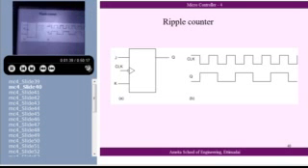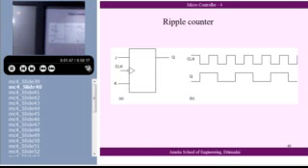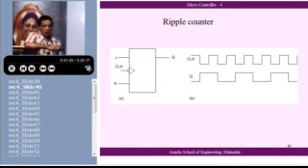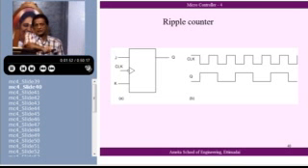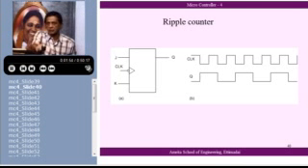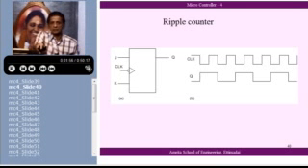This bubble and this triangle show that. The triangle shows it's a triggered flip-flop, and the bubble along with that shows it is a negative edge triggered flip-flop. J and K are kept at 1. The moment I say J and K are kept at 1, the flip-flop will simply toggle.